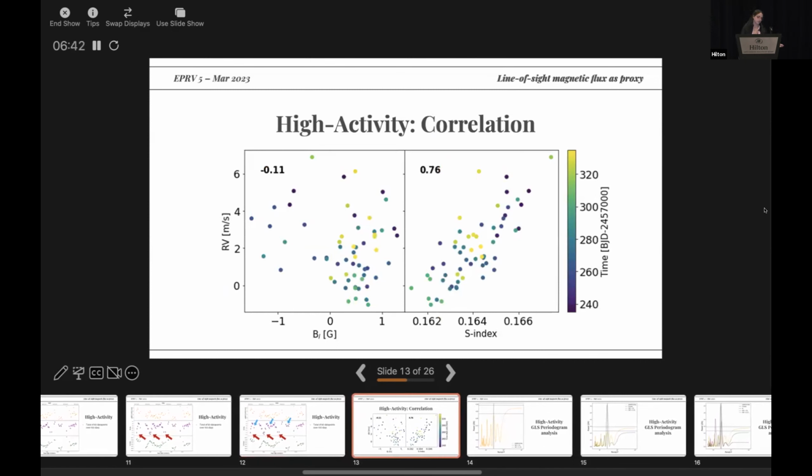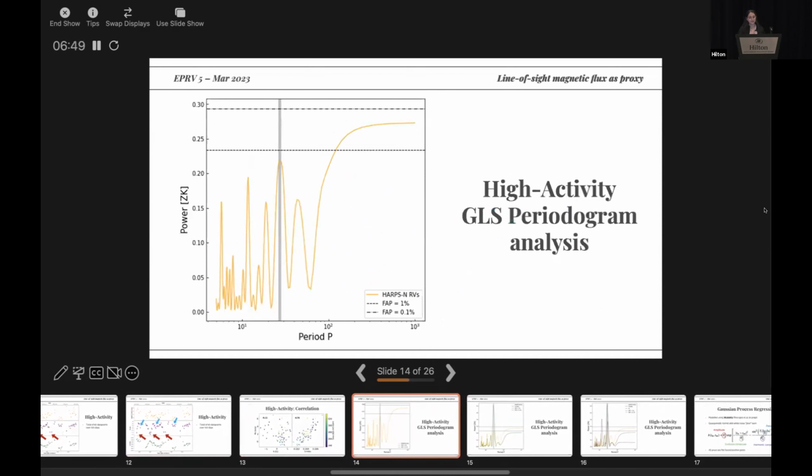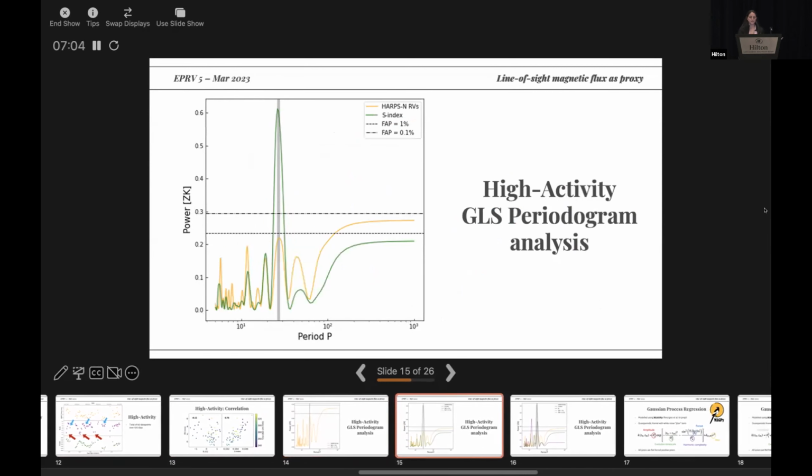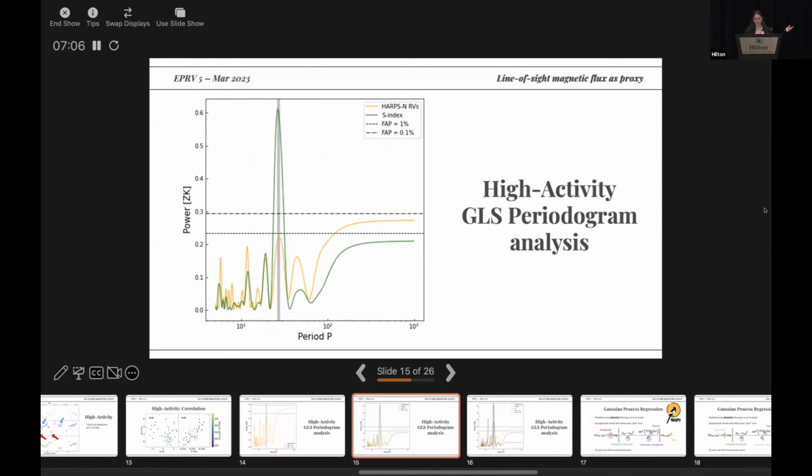This is the GLS periodogram of the RVs, and in gray here I highlight the accepted rotational period of the Sun of 27 days. As we can see, the RVs do pick up the rotational period, but not to the level of FAPs that we would like to see. Next is the S index. As we've known, the S index picks up the rotation really well.